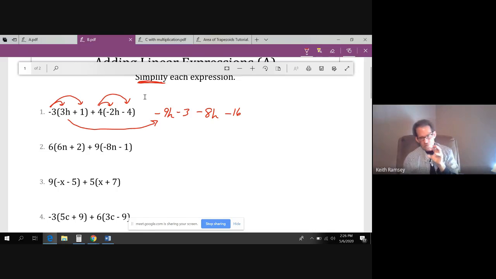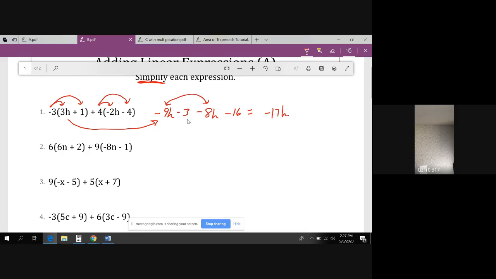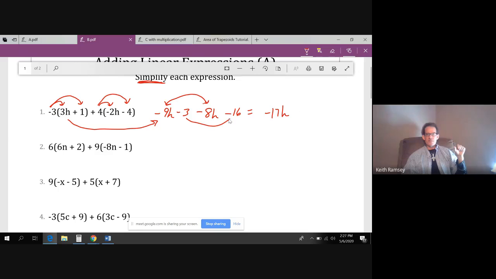Okay? Now notice your directions, it says simplify each equation. That means you have to look for like terms. So what goes with my h? This -9h goes with this -8h. We say they are like terms because they have the same variable next to them, h. So I know -9 minus 8 is going to be -17h. Okay? Then I know that this -3 and this -16 go together because they don't have a variable. There's no letter next to them. So -3 and -16 are going to equal -19.